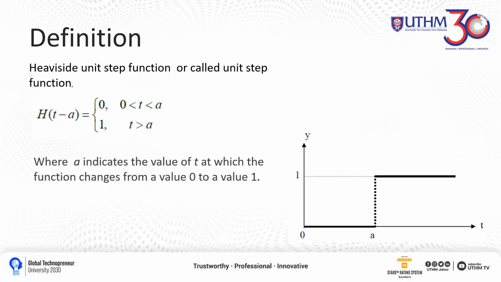Graphically, the unit step function can be shown in the figure on your right. From the graph, we know that the unit step function h(t - a) has a value of t which changes from 0 to 1 at t equal to a. This type of function is very important in the field of electrical engineering, which involves on and off systems.